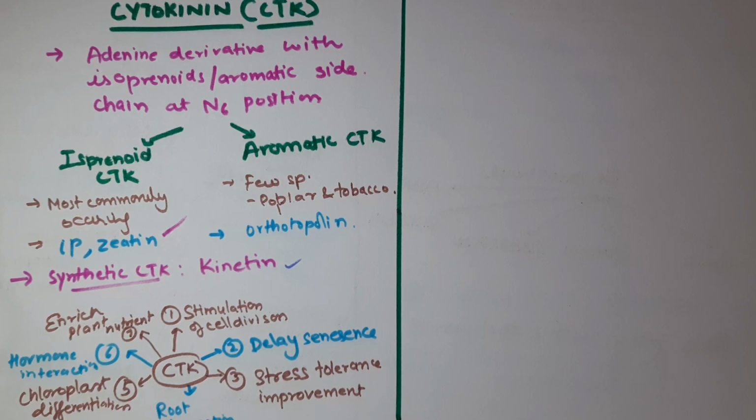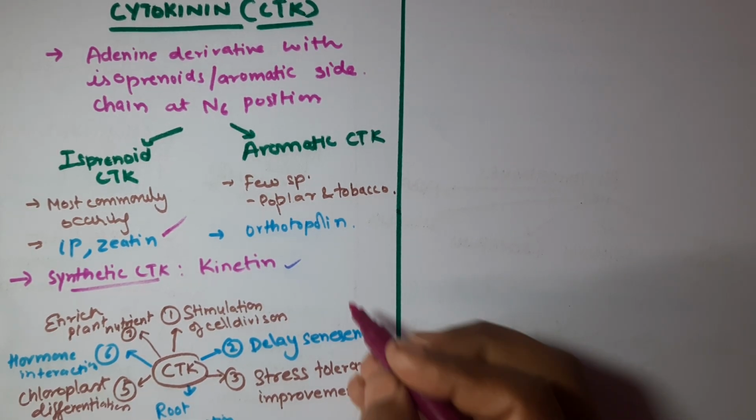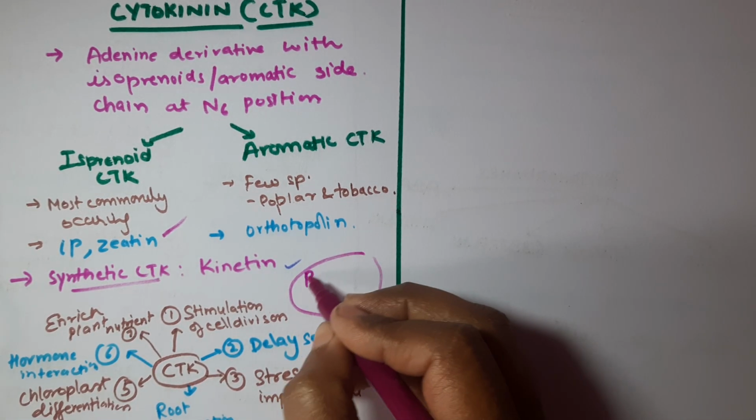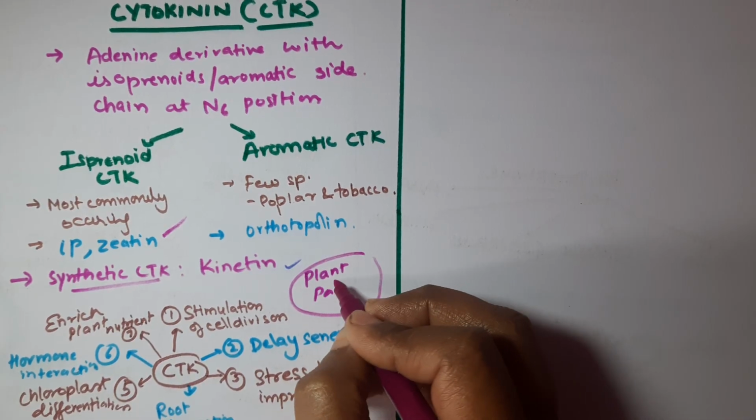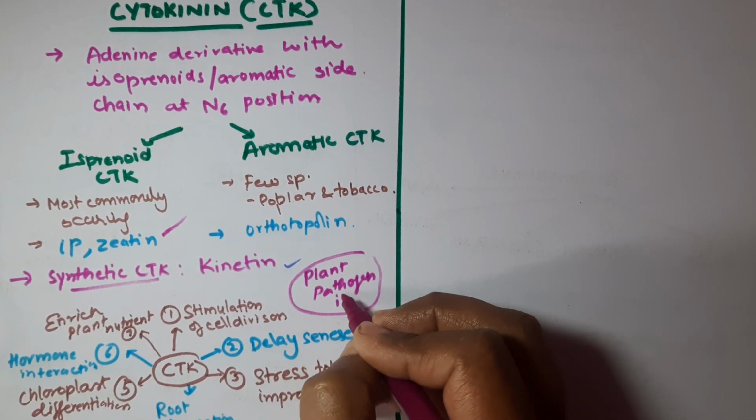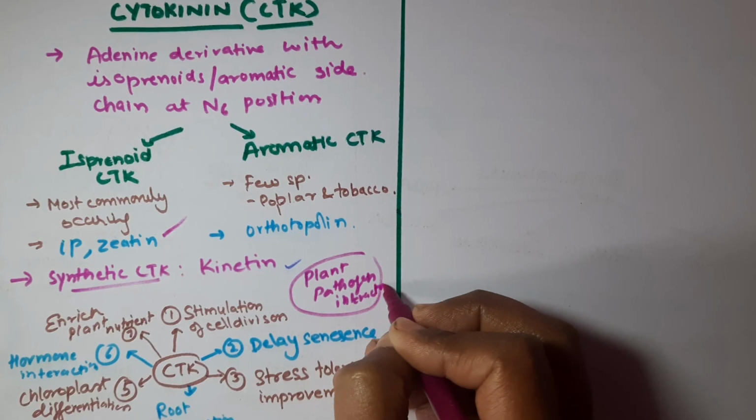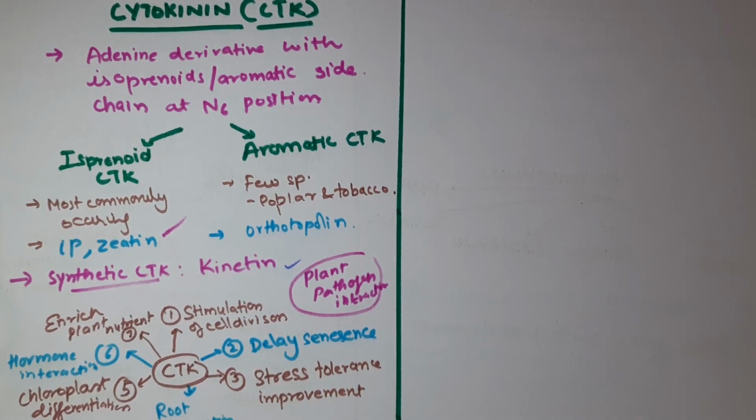There is some advanced research on the cytokinin that suggests it plays an important role in plant pathogen interaction. But some reports suggest that they play an inhibitory role, and some say that they play a promoting role. So I think it depends on the species. Basically, these are the roles of the cytokinin phytohormone in the plant.